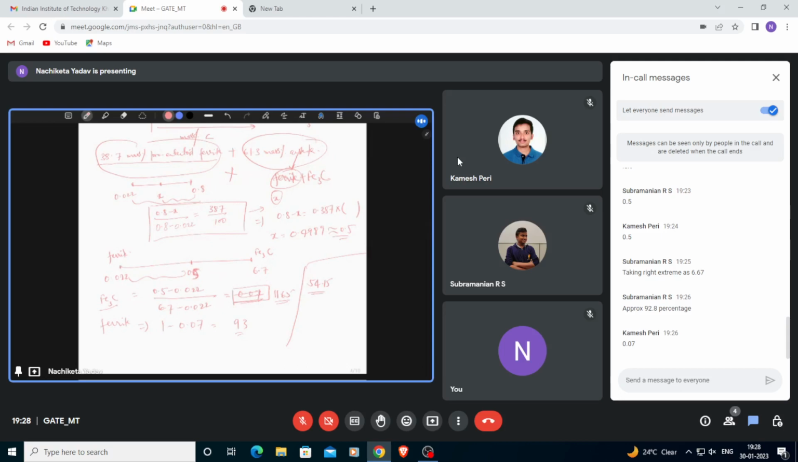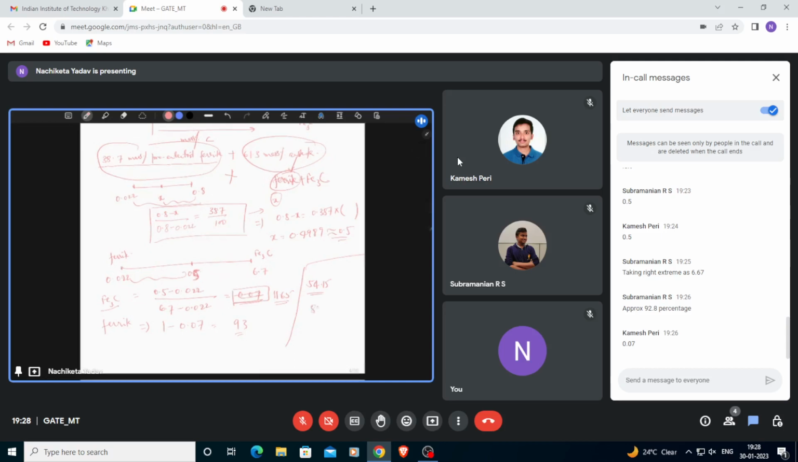You try to solve this. Is it okay to you, anyone? You can directly calculate, because this will be nearly an 8:1 ratio. Ferrite content will be 8. There is one mistake.